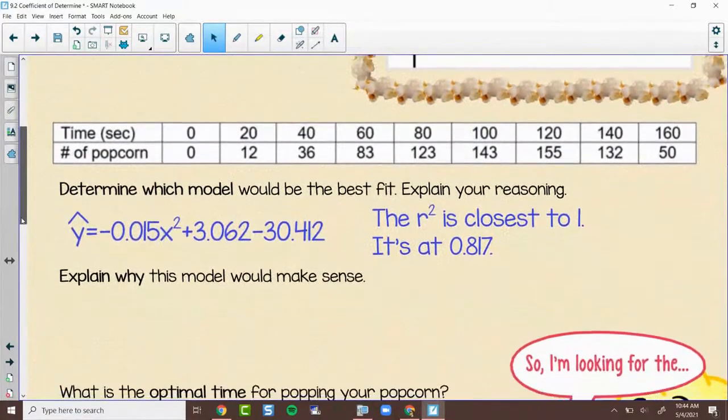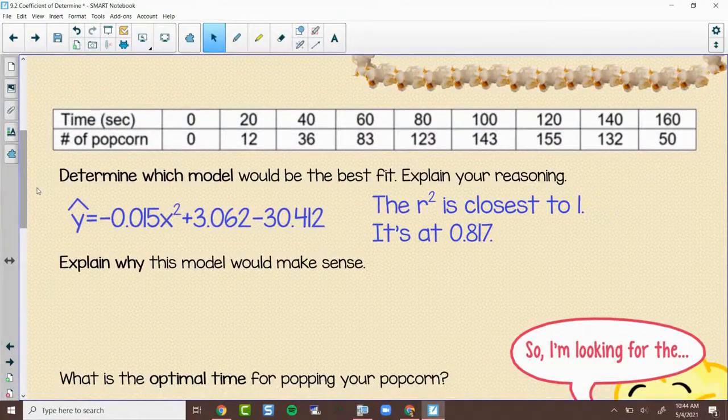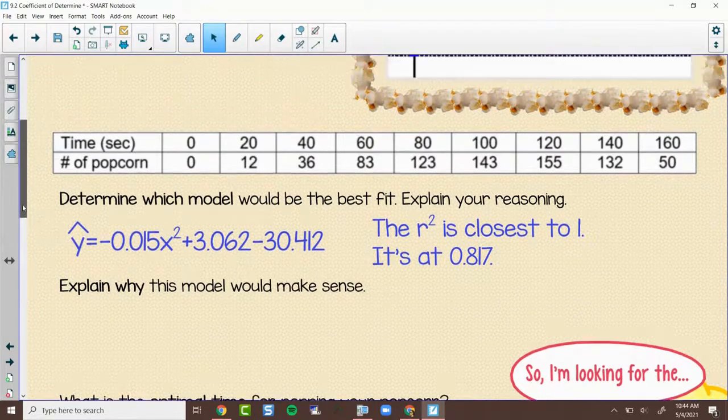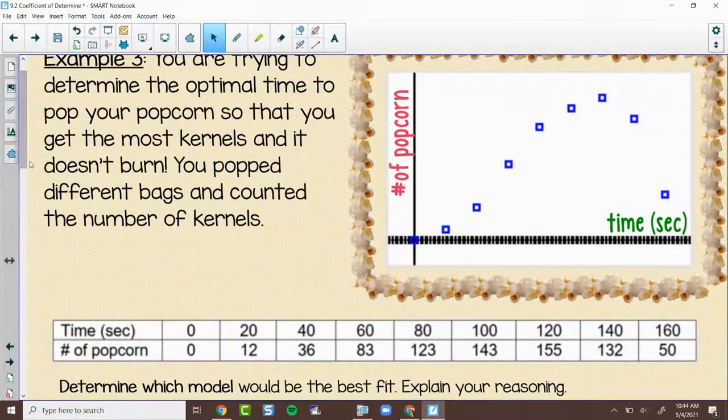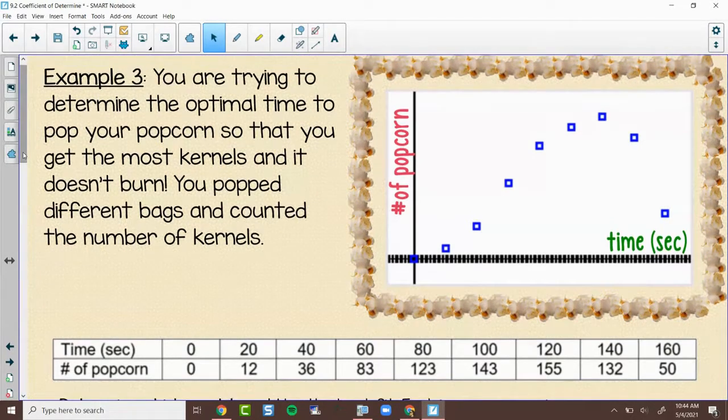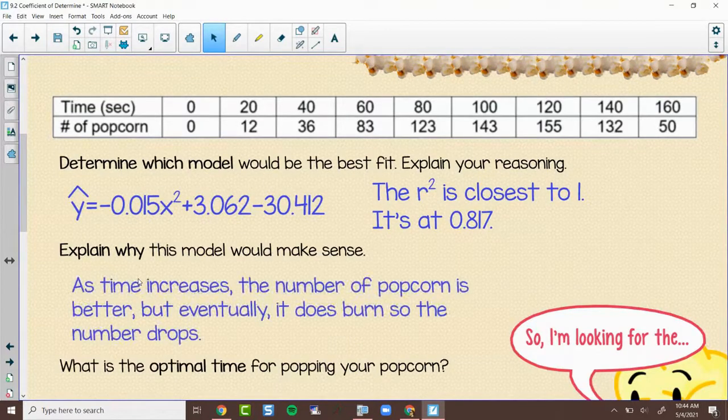So on here, we're having to explain why a quadratic would make sense for this situation. So again, here's my time versus my popcorn. Take a careful look at the background information and really think about why a quadratic would be the best fit. We can think about it like this: as our time increases, the longer I keep the popcorn in the microwave, obviously the number of popcorn is going to increase. I'm going to get more and more popcorn.